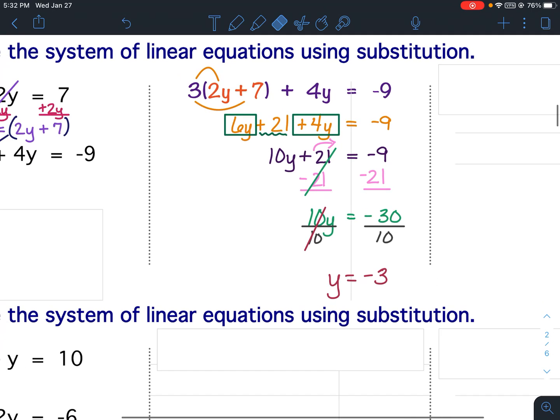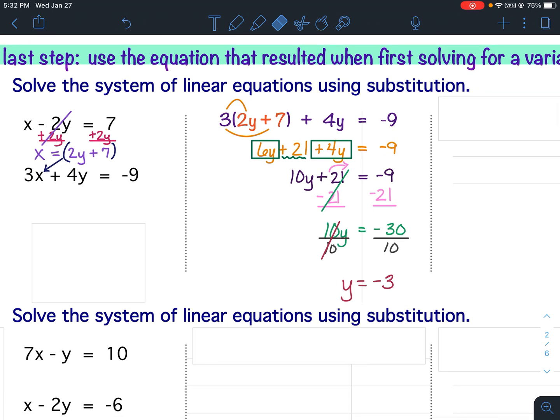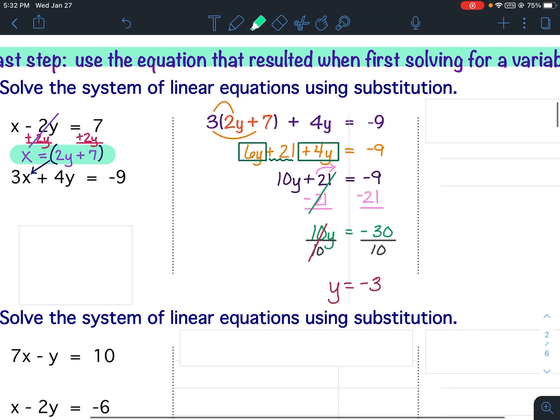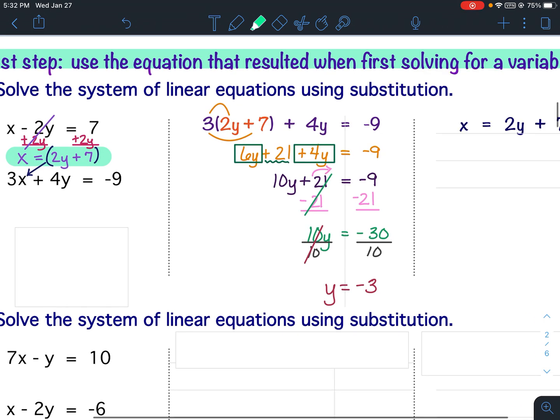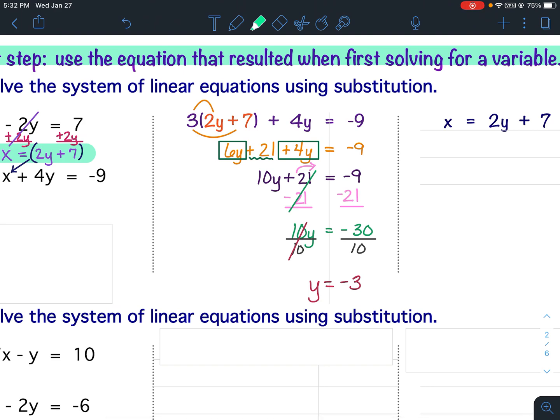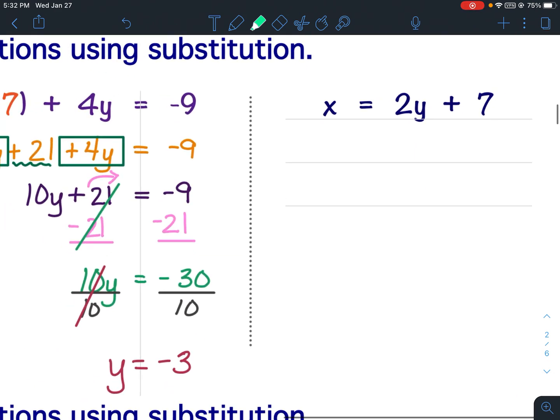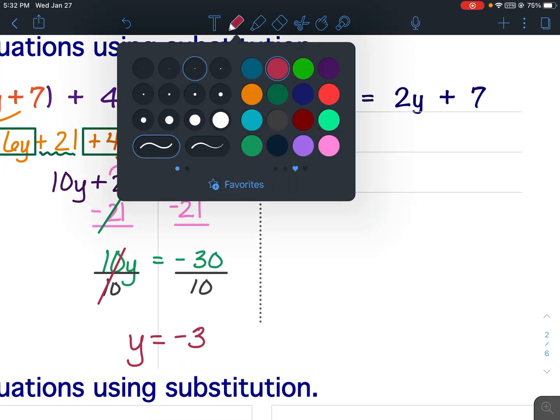Okay, but we're only part of the way done. We found one of the variables, now we have to find the other variable. So again, I'm going to use this equation that I solved for here. I'm going to write it down in the last column. So over here where I have highlighted, it says x equals 2y plus 7. So I write down x equals 2y plus 7.